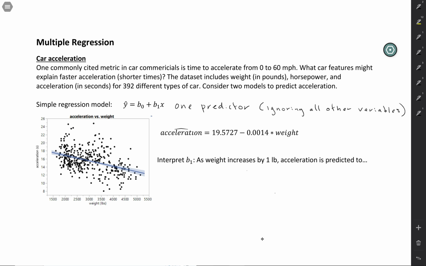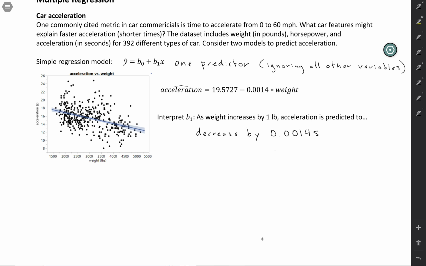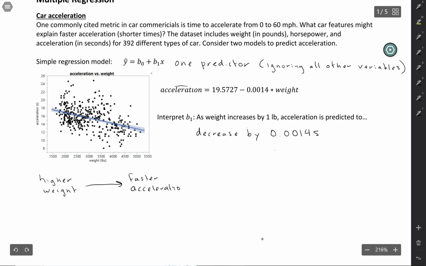So you can see the linear equation here with the y-intercept and the slope. If we want to interpret that slope, we would say that as weight increases by 1 pound, the acceleration is predicted to decrease, right? Because this is a negative slope. Decrease by 0.0014 seconds. So this is actually surprising, right? Because this is implying that cars that have higher weight actually have faster acceleration, which is not what we'd expect. We'd expect that if the car is heavier, it would take longer to accelerate.